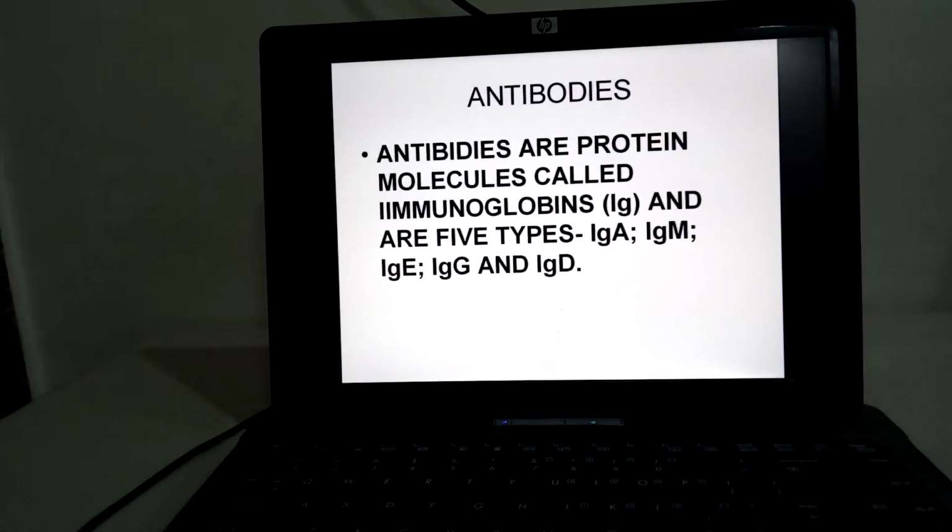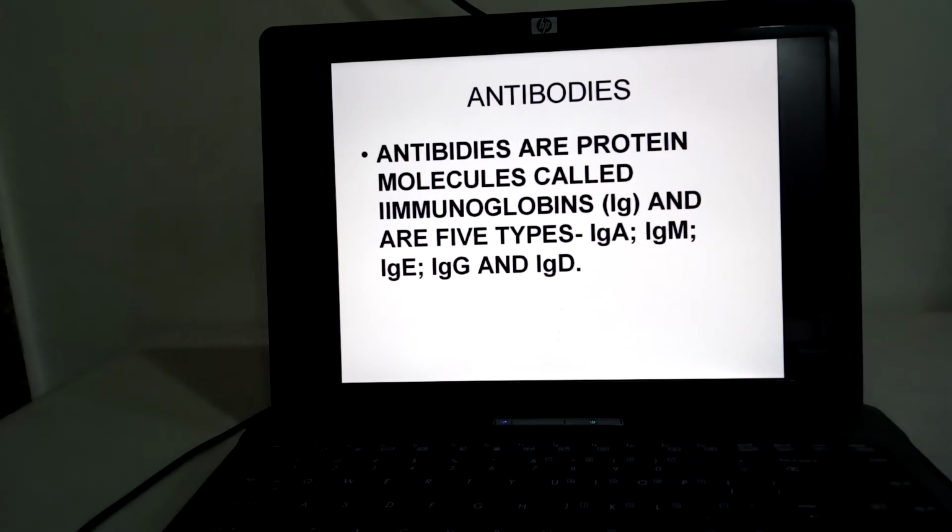Today's topic which we are going to deal is antibodies. Till our previous lectures, we were dealing with different types of immune system. We have talked about innate immunity, active immunity, acquired immunity, then what is vaccination, what is immunization. These were the topics which we have dealt in our previous lectures.